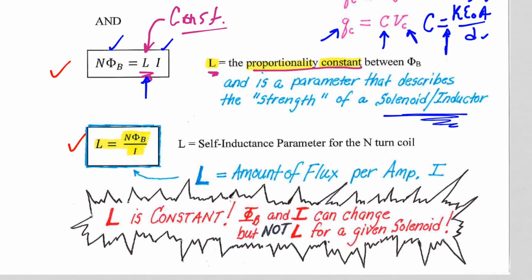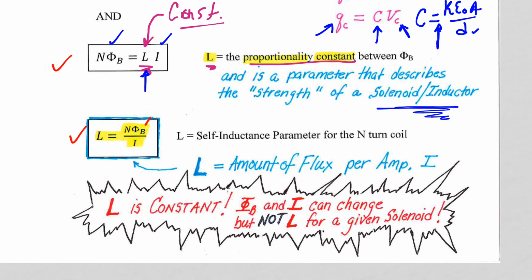L equals N times magnetic flux divided by current. So it is a strength parameter. It describes the amount of flux per amp seen through a coil or many coils of a solenoid. So if we have a lot of flux, a big flux number, and a small amperage, that means you have a really strong solenoid. So we'll talk more about that.